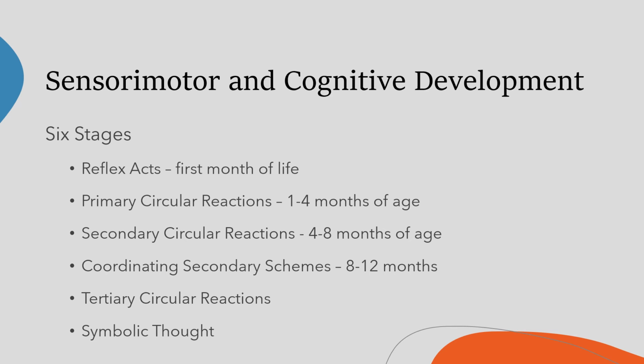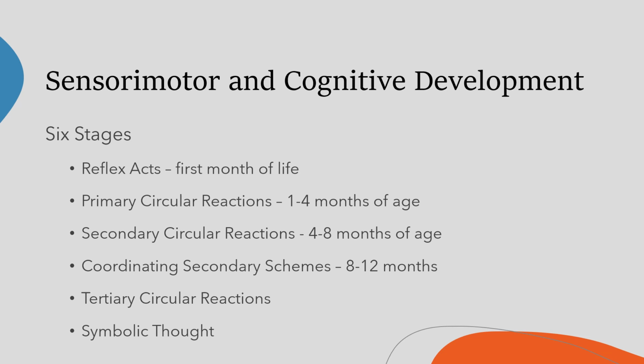Second is the primary circular reactions, 1 to 4 months of age. The repetition of pleasurable actions centered on the baby's own body, like wiggling your fingers, sucking thumbs or toes. These actions are done for the sake of stimulation, and it's intentional actions.